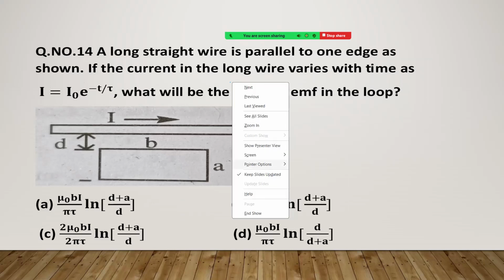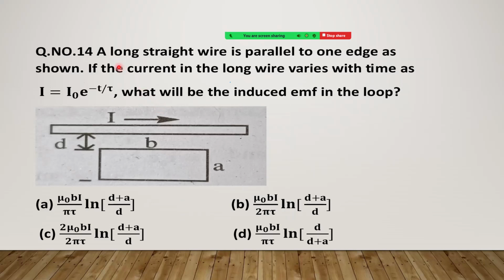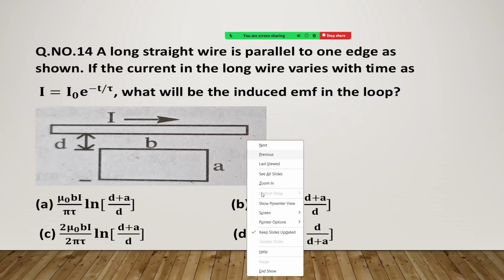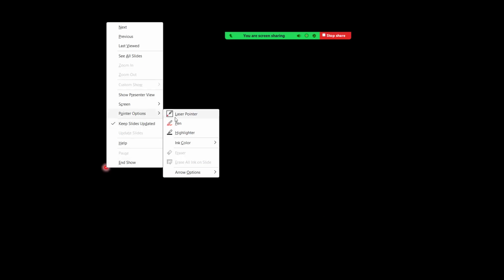Let's see the question carefully. A long straight wire is parallel to one edge as shown. If the current in the long wire varies with time as I naught e power minus t by tau, what will be the induced EMF in the loop? We have to find the EMF induced in the loop. So again, we have to use Faraday's law. So we have to focus on the rate of change of flux.